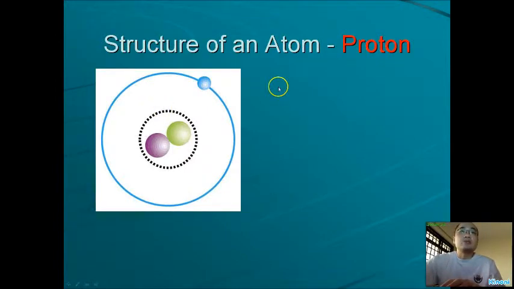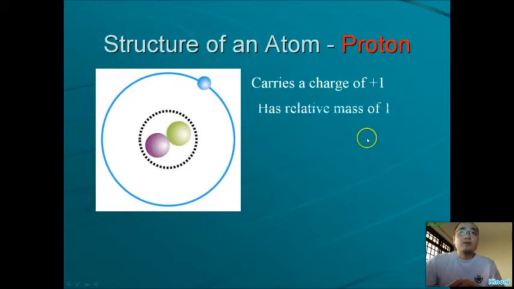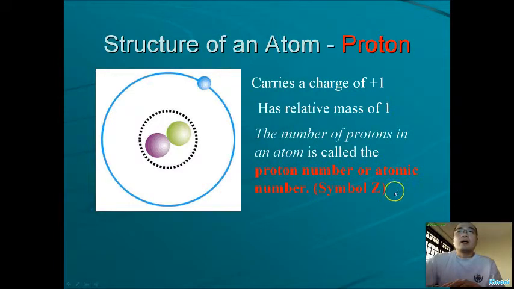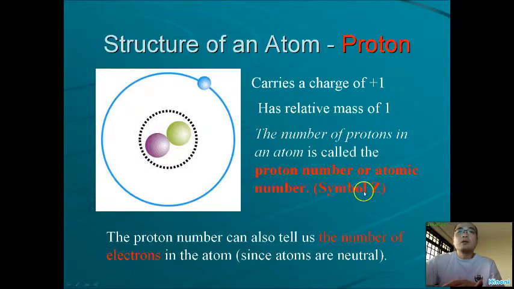So inside the nucleus, we have protons. A proton carries a charge of +1. It has a relative mass of 1. And the number of protons in an atom is known as the proton number or atomic number, and it is represented by the symbol Z. The proton number also tells us the number of electrons in the atom. I'm going to explain this later on when we look at electrons.